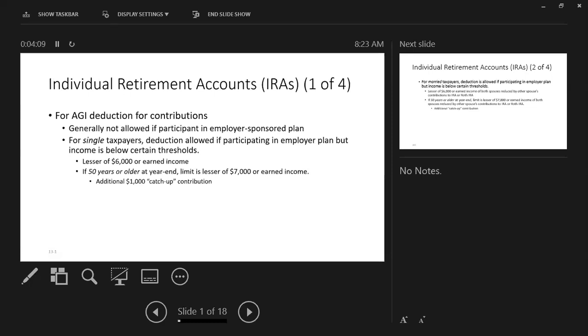If it's less than $65,000, you can deduct your contribution up to the normal limitations. However, if your MAGI is between 65 and 75, you will not get that full contribution deduction. It phases out over that range. If your MAGI is above $75,000, you can contribute to a traditional IRA, but you cannot deduct any of it on your tax return.